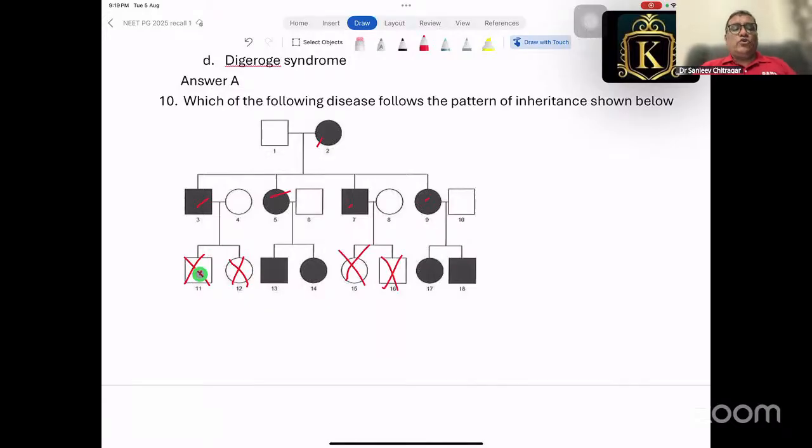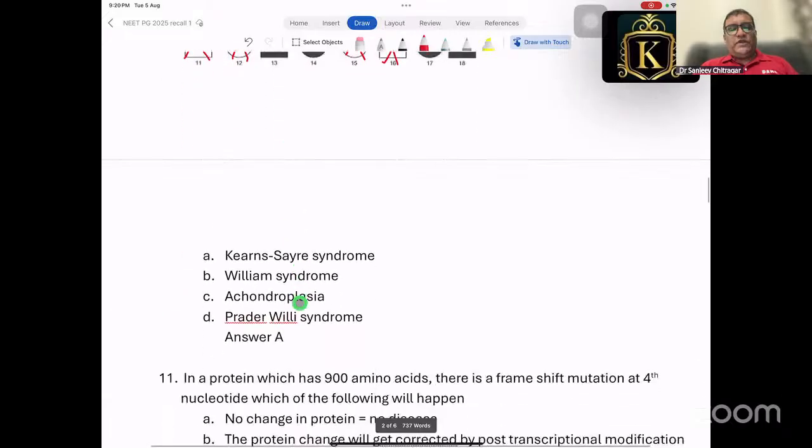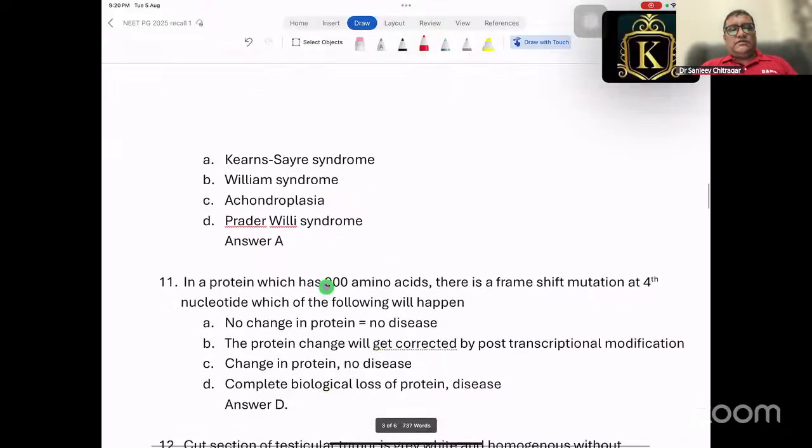This will be mitochondrial. So let me look at which of the following will be mitochondrial. Yes, they had given Kearns-Sayre syndrome, Williams syndrome, achondroplasia, Prader-Willi syndrome. Answer is option A.